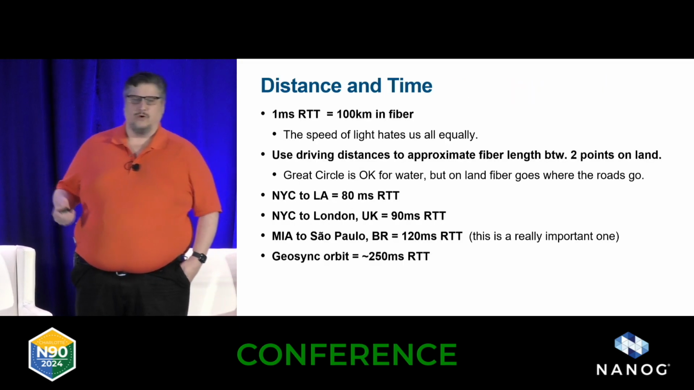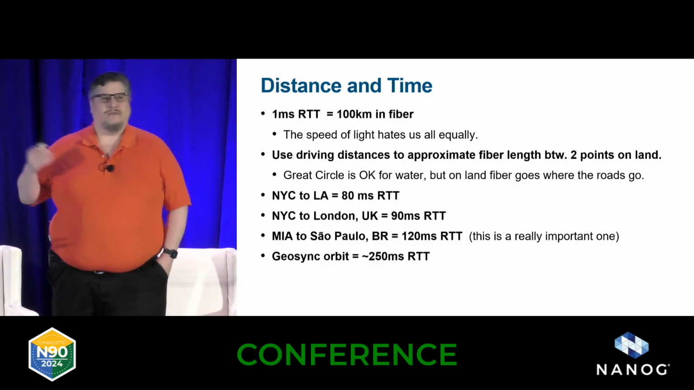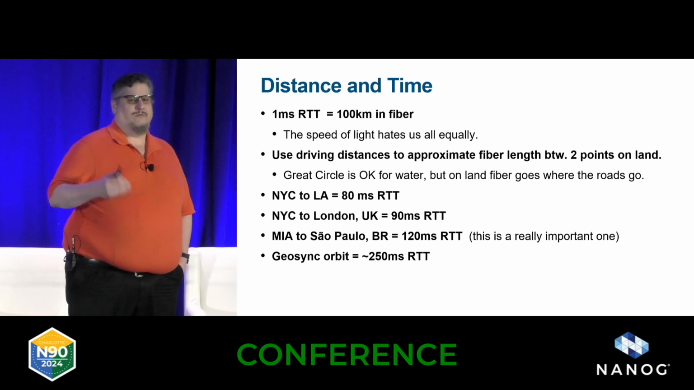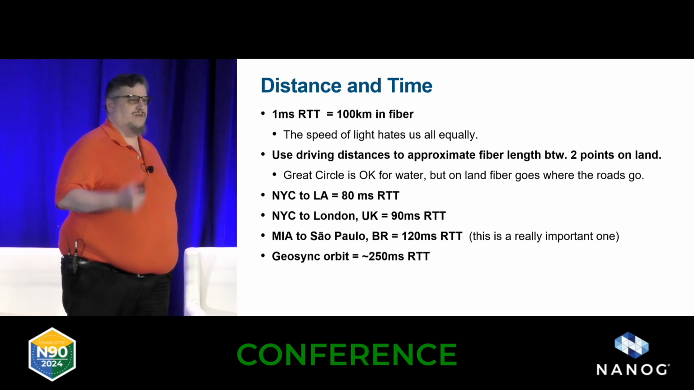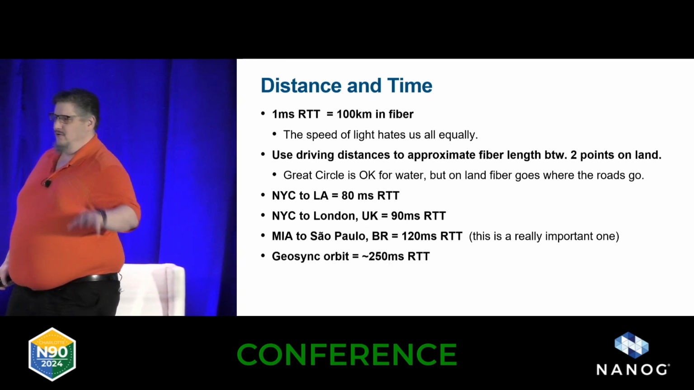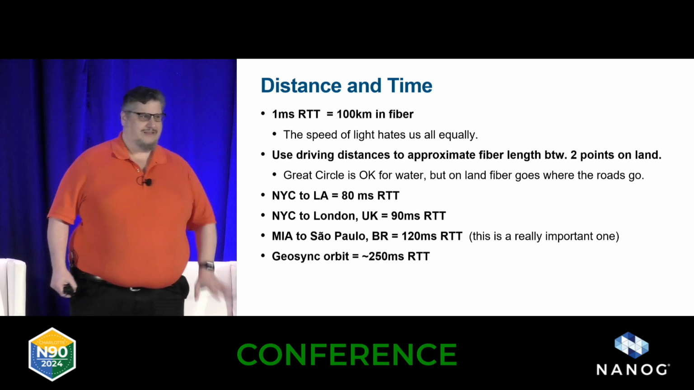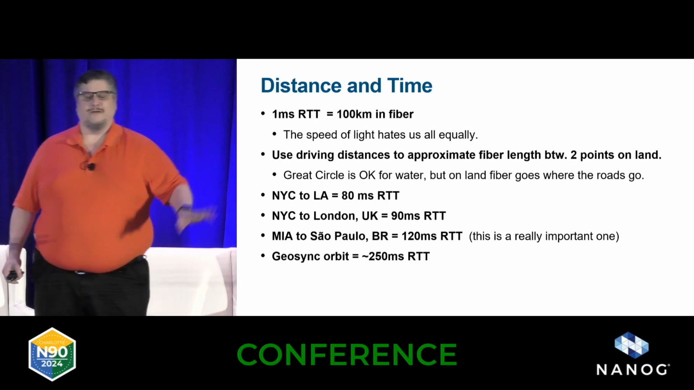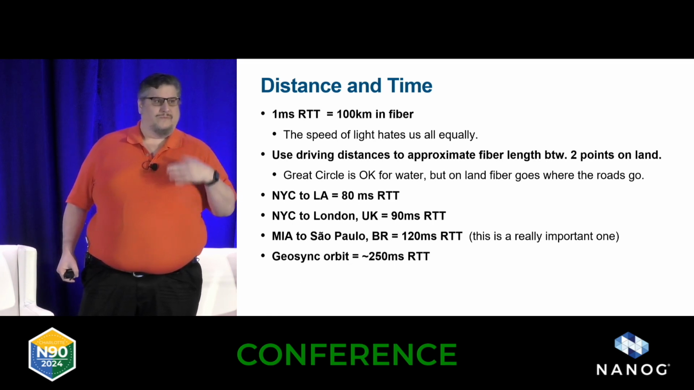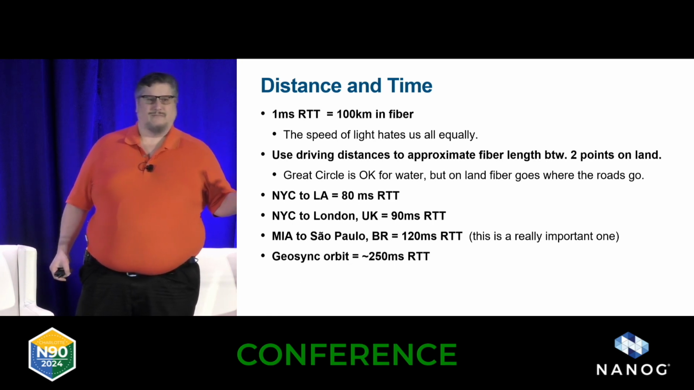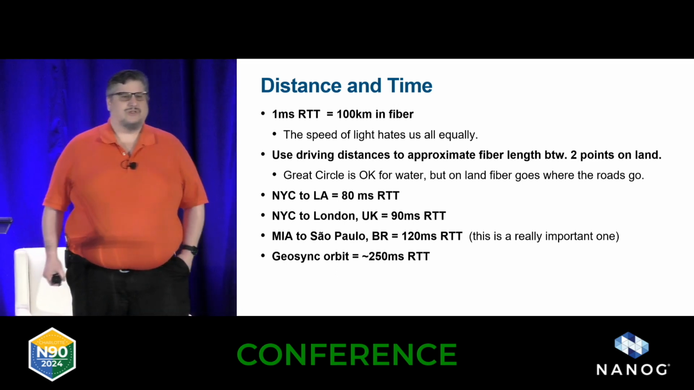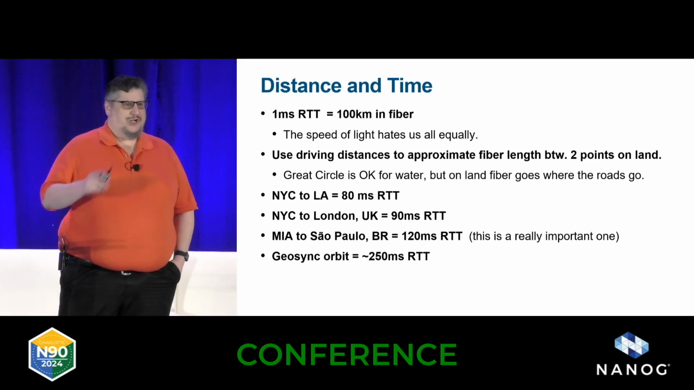Ready? Here we go. First, distance and time. Biggest one: 1 millisecond round trip time is 100 kilometers in fiber. Fiber, in general, we're not going to talk about hollow core and pumping a megawatt through it and anything like that. We're just going to talk about regular fiber here. In regular fiber, you can travel 100 kilometers per 1 millisecond round trip. This also allows you to do some sanity checks, and we'll get into that later.